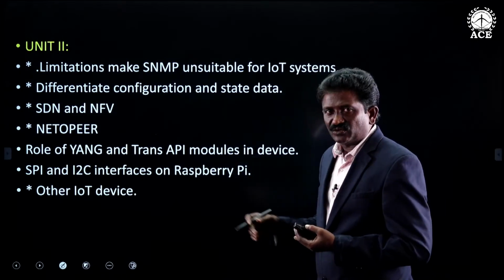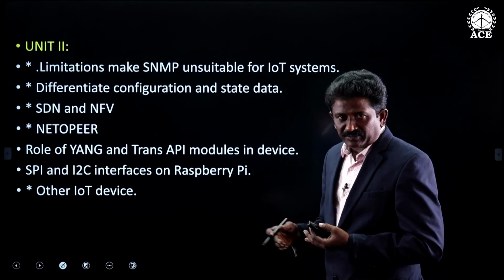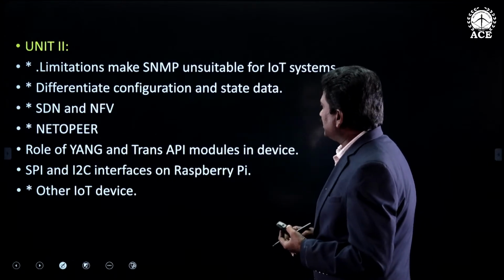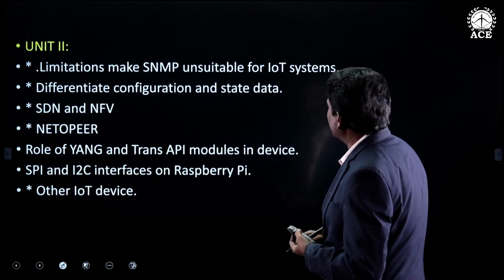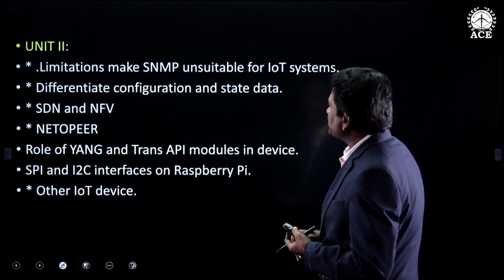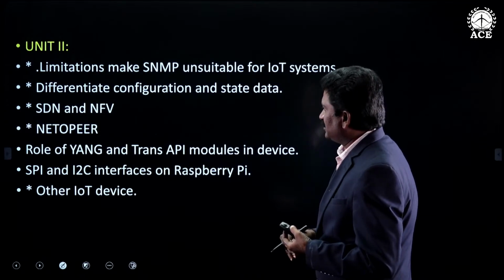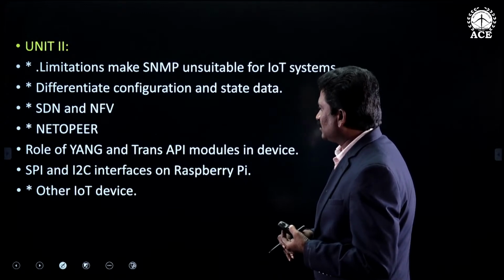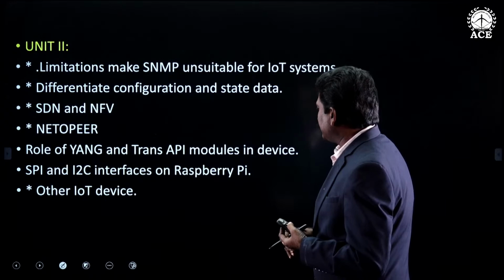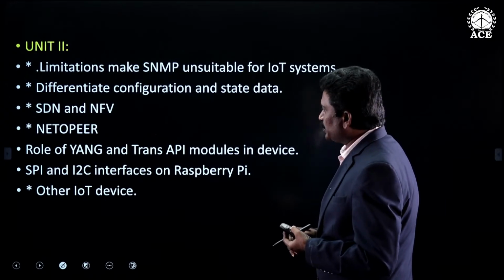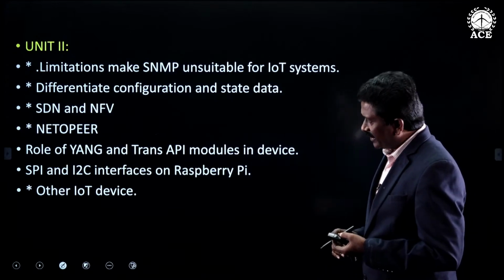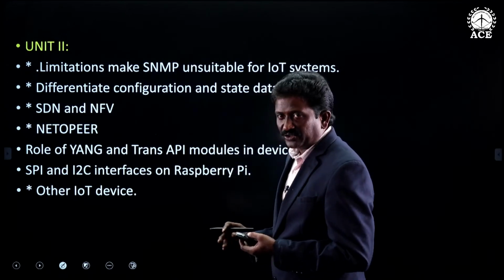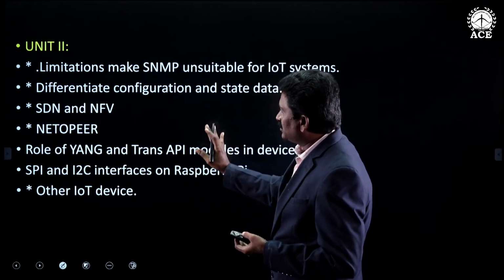Actually, this belongs to M2M communication, machine to machine communication. There is a chance to ask about limitations that make SNMP unsuitable for IoT systems. Differentiate configuration and state data, SDN and NFV. Then NETCONF, role of YANG and Transport API modules in device, SPI and I2C interface on Raspberry Pi and other IoT devices. So these are the topics in unit 2. There is a chance to ask questions on these topics.